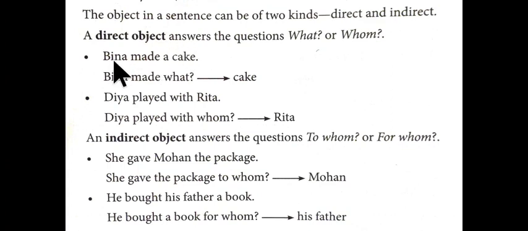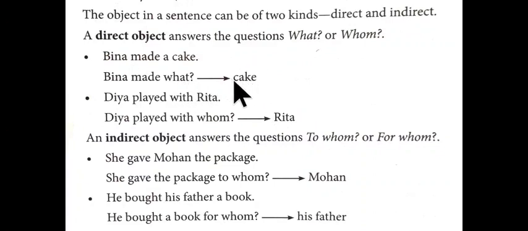For example, Beena made a cake. So let's ask a question. If we are getting an answer, then it's a direct object. Beena made a cake. So let's ask a question: Beena made what? Are we getting any answer?